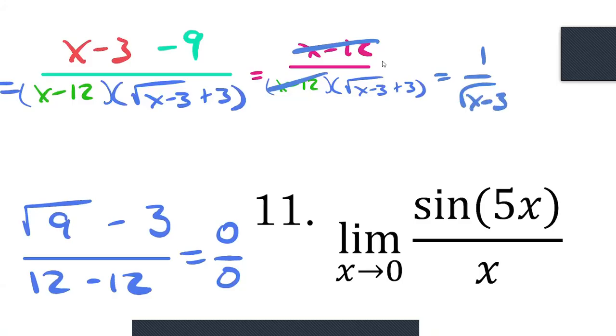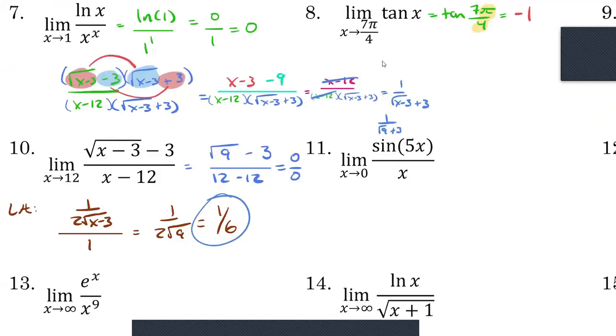And now when I plug in that 12, I get 1 over the square root of 9 plus 3, which gives us the same 1/6 that we got before.